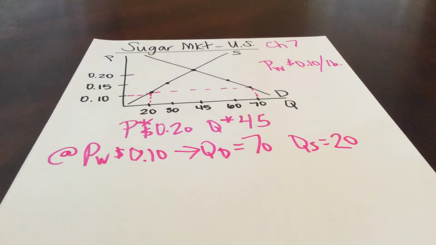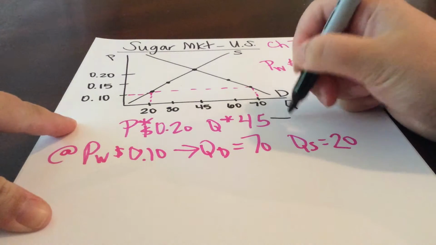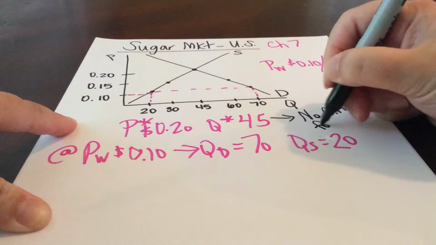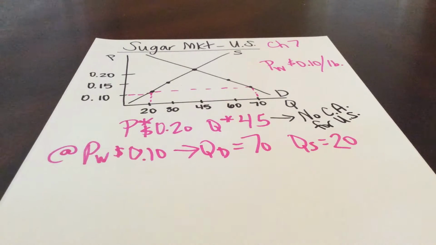Let's think about this for a second. If the equilibrium price in a closed U.S. market is 20 cents, but the equilibrium price on the world market is 10 cents, does the U.S. have a comparative advantage in the production of sugar, or does that comparative advantage belong to another country? Based on this price in the U.S. market being higher than the world price, there's no comparative advantage for the U.S. in terms of producing sugar.